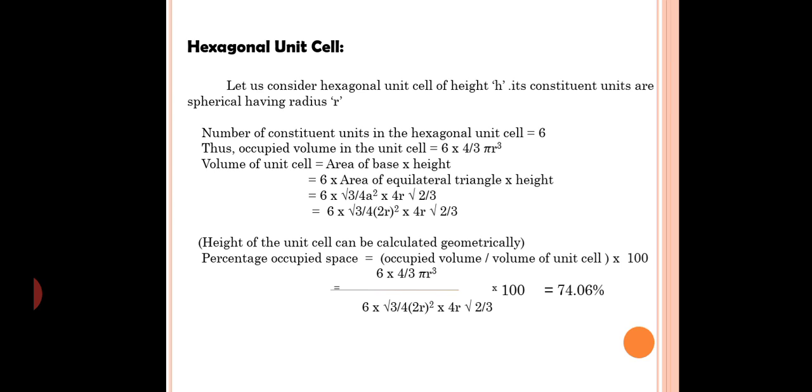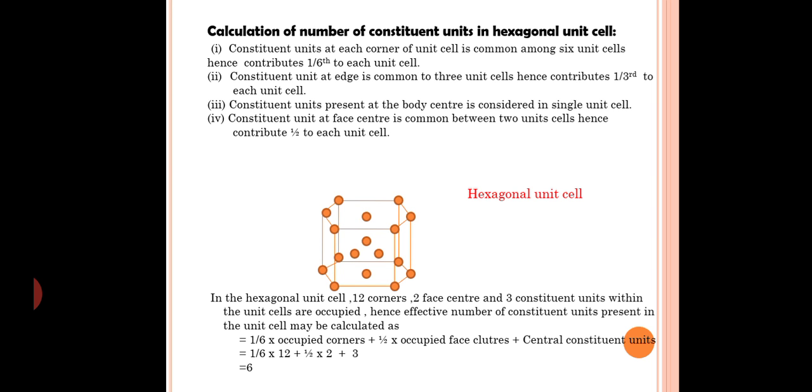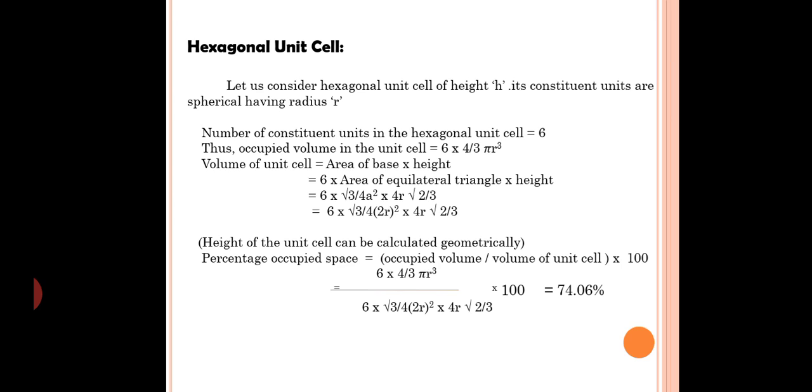Now, continuing with the hexagonal unit cell, what will be the percentage of space occupied, that is the packing fraction? It is the same 74.06%, but the calculation is a little bit different. Let us consider the hexagonal unit cell having height h, whose constituent units are spherical with radius r. The number of constituent units, as we just studied, is 6, as you can see at the bottom. So the volume occupied in the unit cell will be 6 into 4/3 pi r cube.